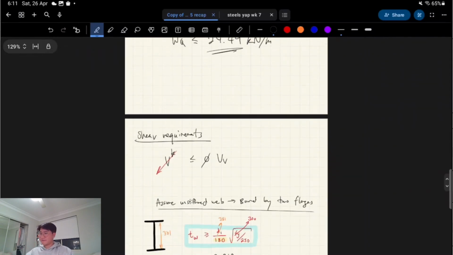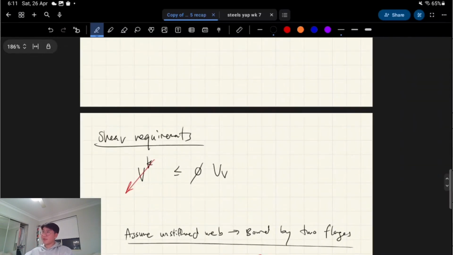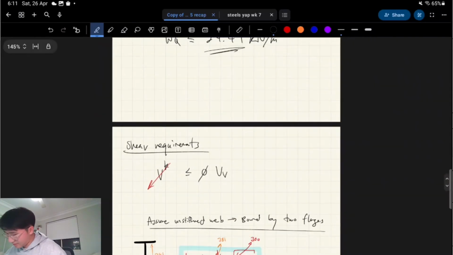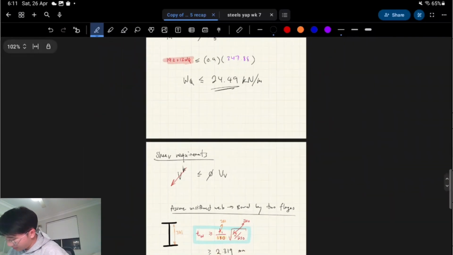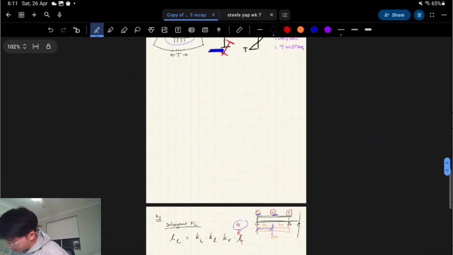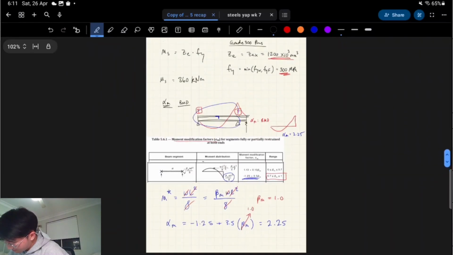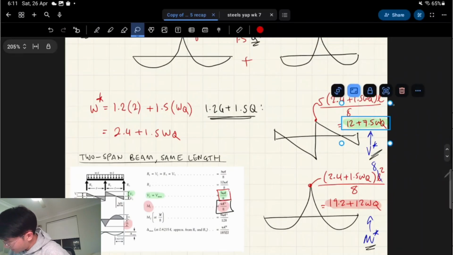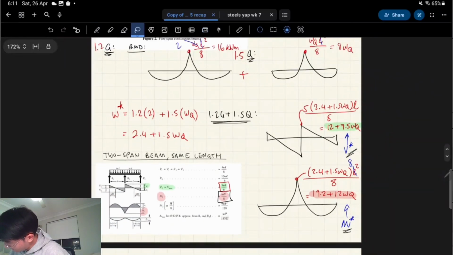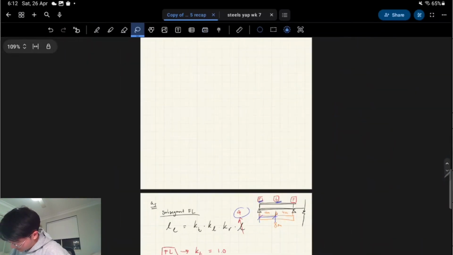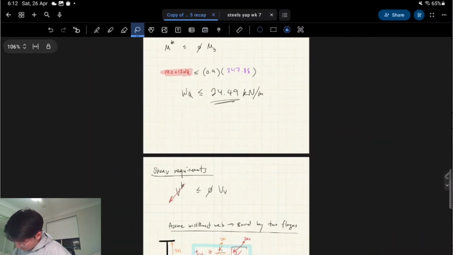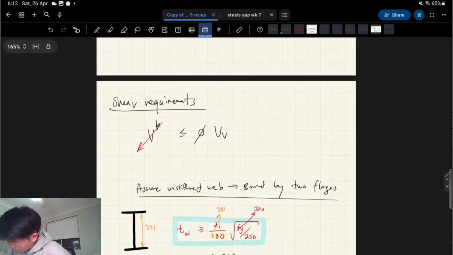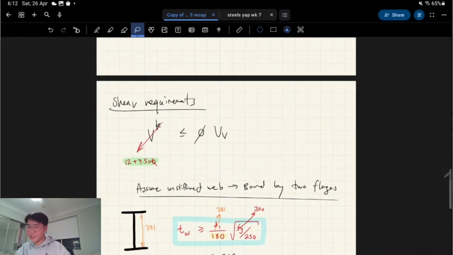Now we have to check shear. So for shear, sorry, I'm going to have to re-upload my notes from earlier. Let's go up and find it, but we did nab it from earlier. This one. So here's our shear. Yep, so that's our shear value.